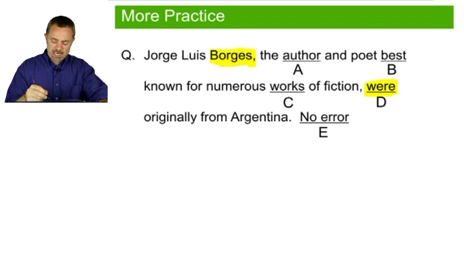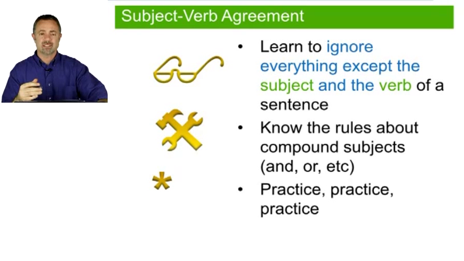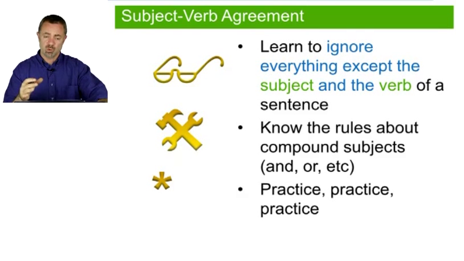So those are some basic examples, and as you practice more, you really will learn to ignore everything except the subject and the verb of a sentence. And make sure you know your rules about compound subjects, which will be addressed in another lesson. And as always, practice, practice, practice.